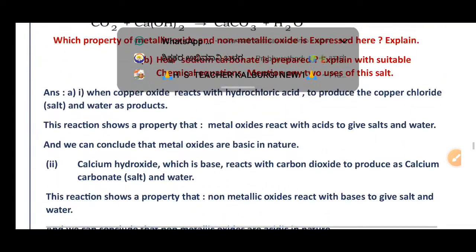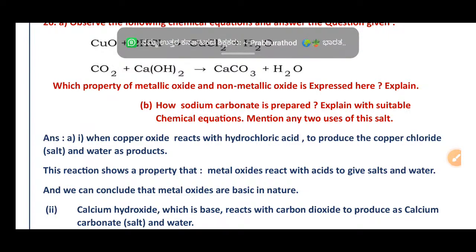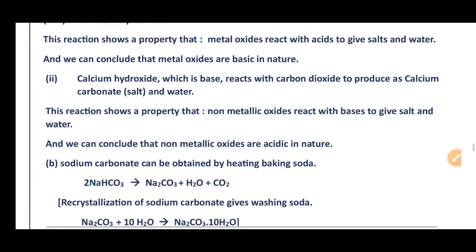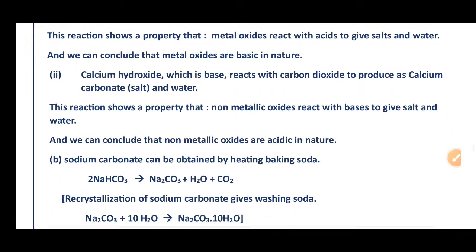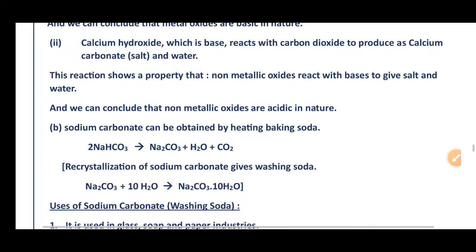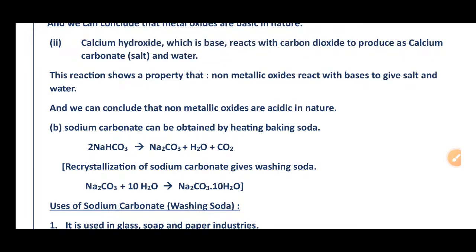Then B question. What's a B question? How is sodium carbonate prepared? Explain with suitable chemical equations. Mention any two uses of salts. See then. Sodium carbonate can be obtained by heating baking soda, NaHCO3. By heating, what we get here? We get sodium carbonate, Na2CO3 plus H2O plus CO2.